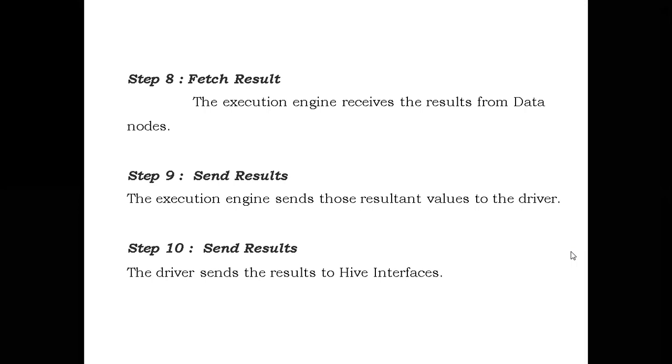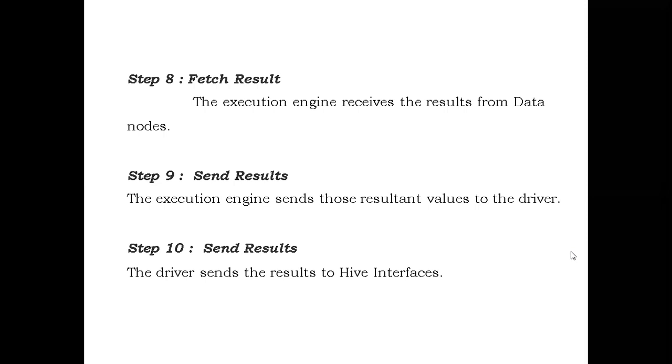Then that execution plan will be passed back to the driver, and from the driver that execution plan will be sent to the execution engine. Here the execution engine will take the DAG and it will pass that to the corresponding MapReduce task. It will pass either to the mapper component or the reducer component of Hadoop. Finally the output will be stored in the temporary file.